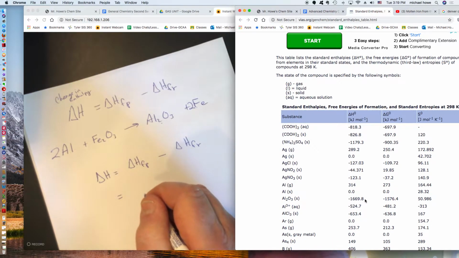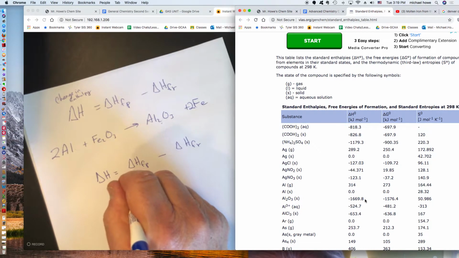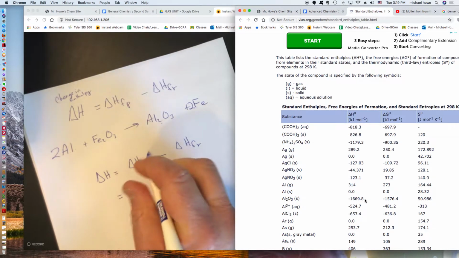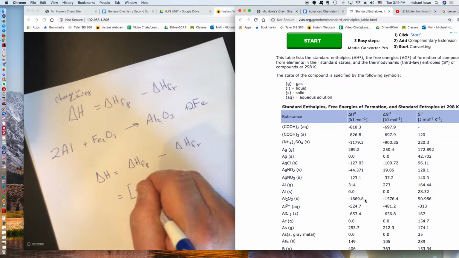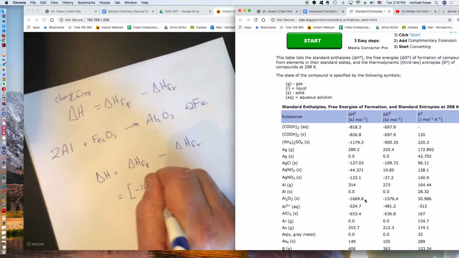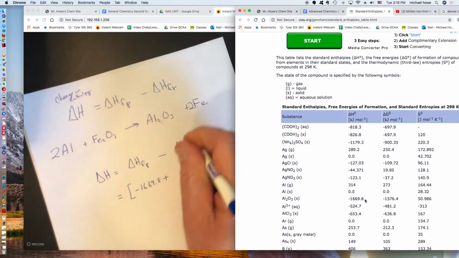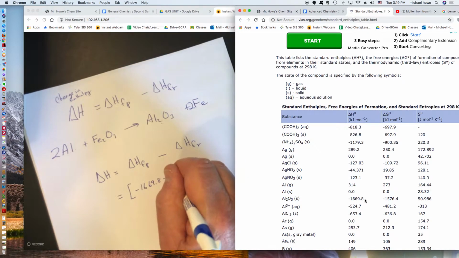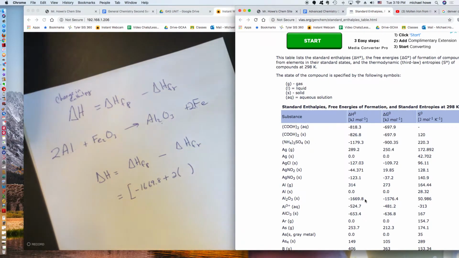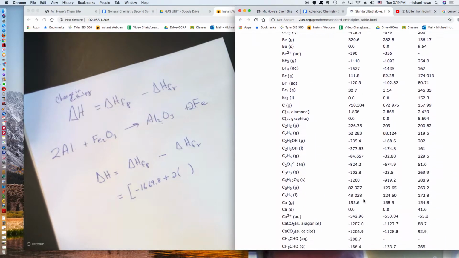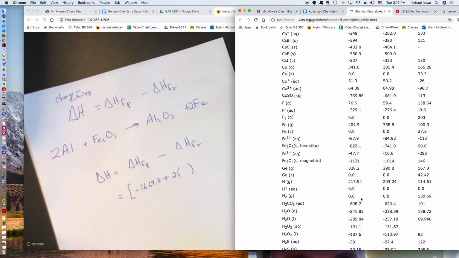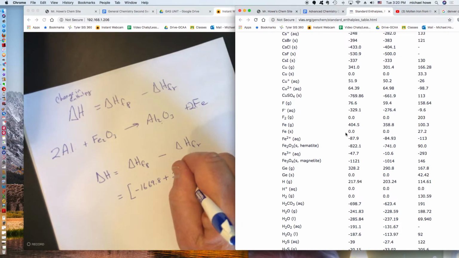1,669.8, and that's a negative sign, so we'd have negative 1669.8. We also have iron over here, so it'd be 2 times whatever iron is. But if you look for iron, you'll find that iron is actually 0. Why is that? Because iron is a free element. So that'd be 2 times 0.